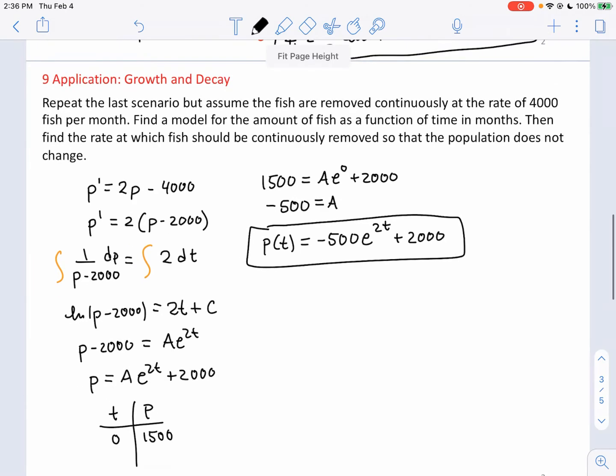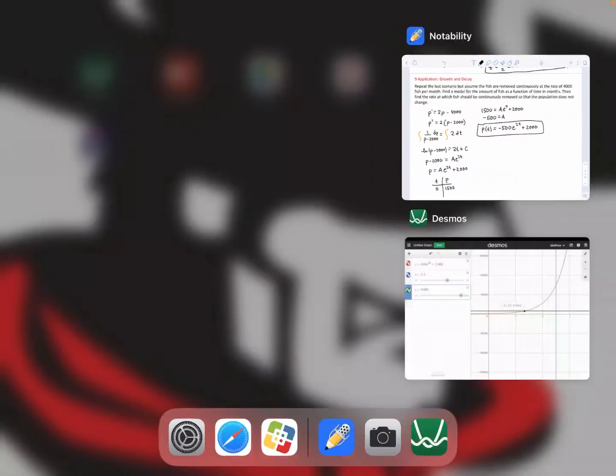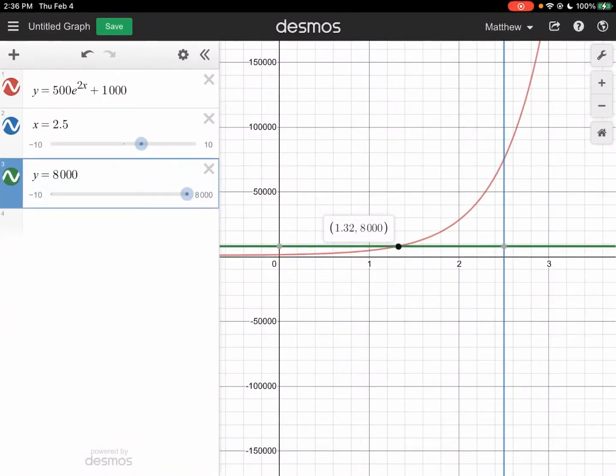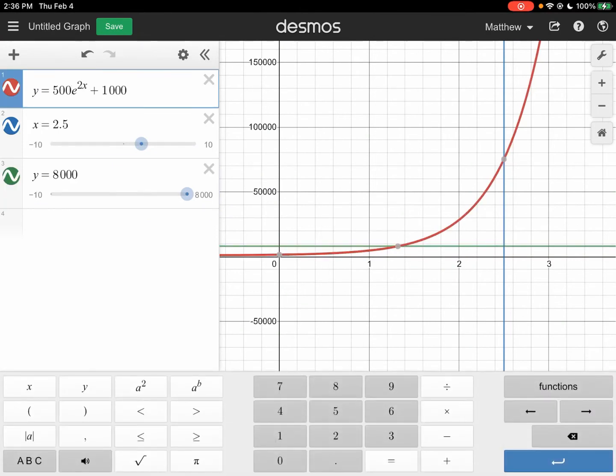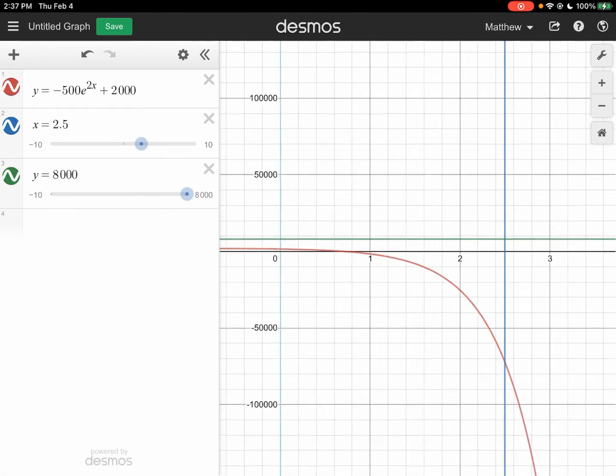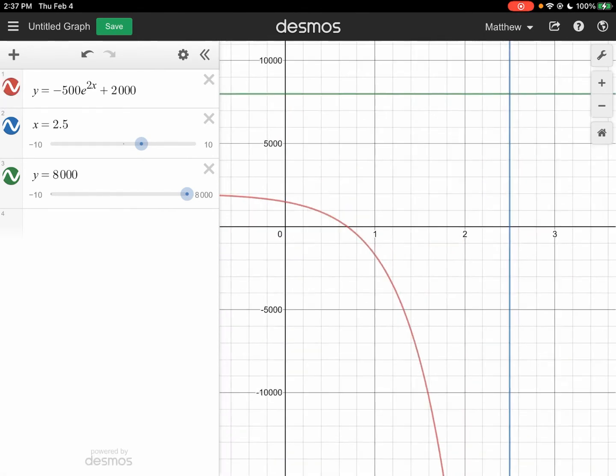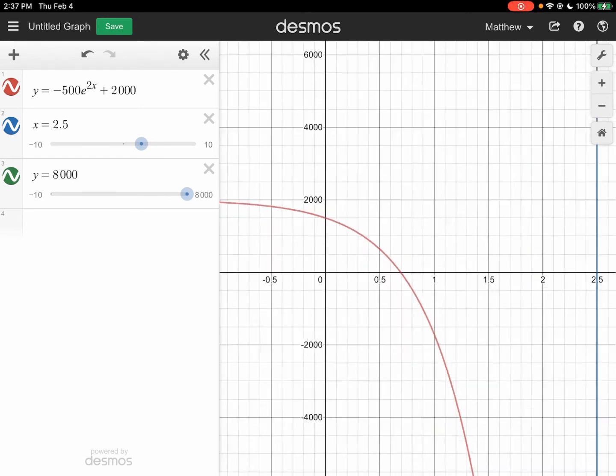Okay, so the instructions don't really say to do much with this, but we're going to graph it and just see what it looks like. The only things I need to change here are, this is going to be a negative 500, and this is going to be plus a 2,000. And we have a very different looking graph going on here.